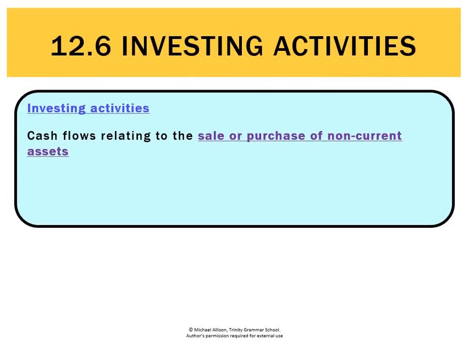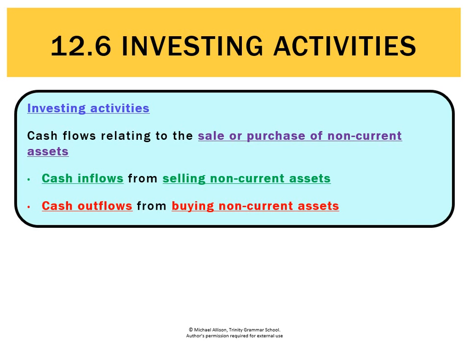Investing activities were cash flows related to the sale or purchase of non-current assets. So an inflow came from selling a non-current asset, so it could be a car or a computer, something like that. It's not stock. Selling stock does not go in the investing section. That's in the operating because it's to do with the day-to-day running of your business.